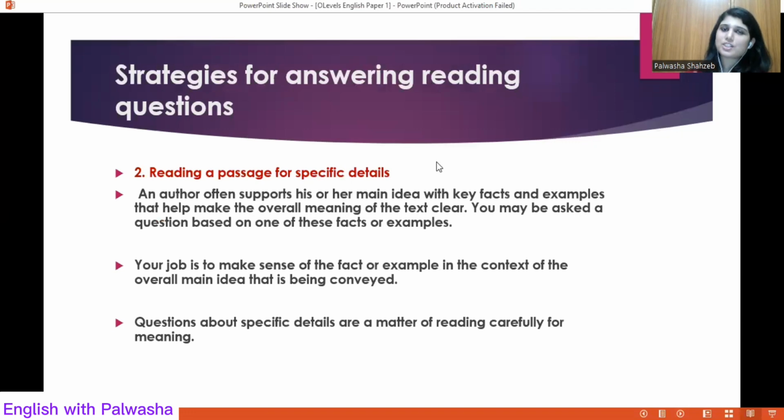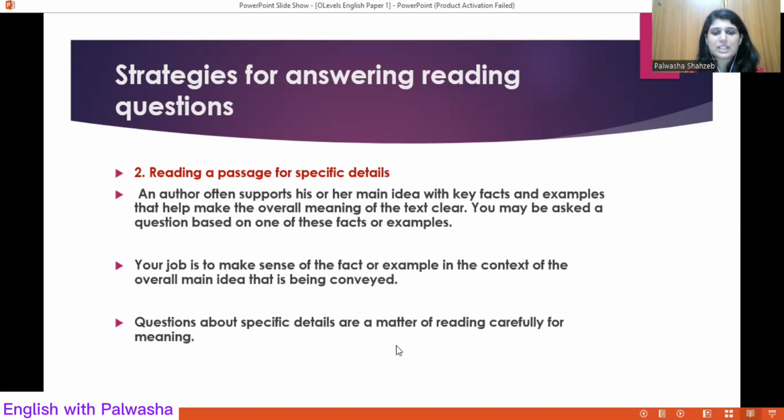Secondly, there are some strategies for answering reading questions: reading a passage for specific details. An author often supports his or her main idea with key facts and examples that help make the overall meaning of the text clear. You may be asked a question based on one of these facts or examples. Your job is to make sense of the fact or example in the context of the overall main idea that is being conveyed. Your answer should make sense. Reread your answer once you have written it. That's why I focus on proofreading.